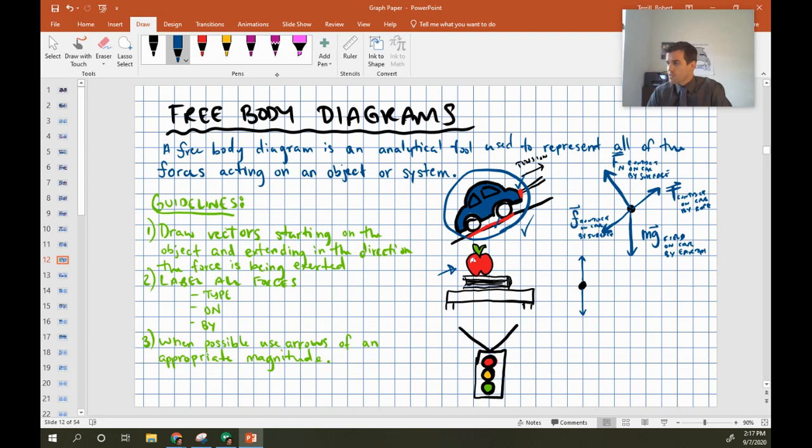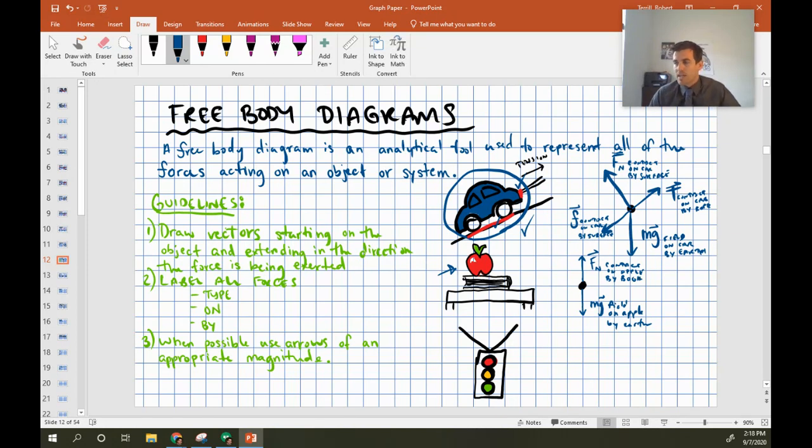So labeling these real fast, this should be once again the force of gravity. It's a field force on the apple by the Earth. And then we have, we'll call this one, yeah, this is just normal force. It's a contact force on the apple by the book. Notice that the table didn't show up anywhere.